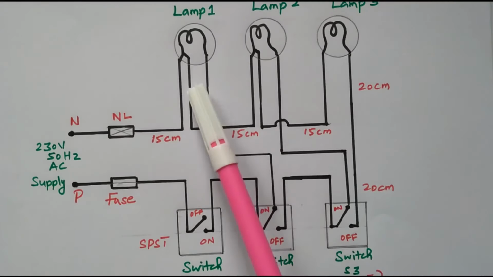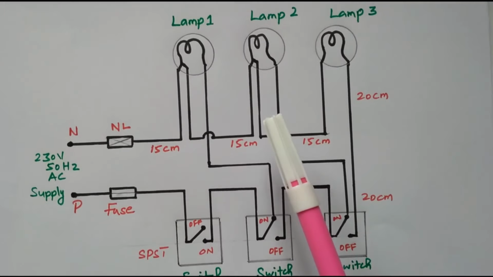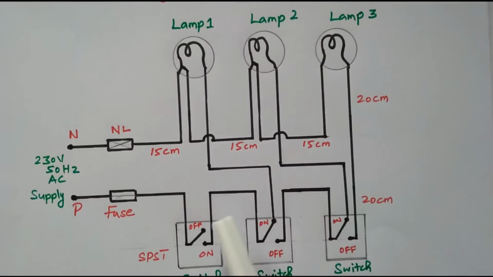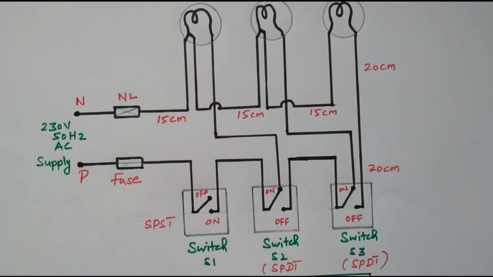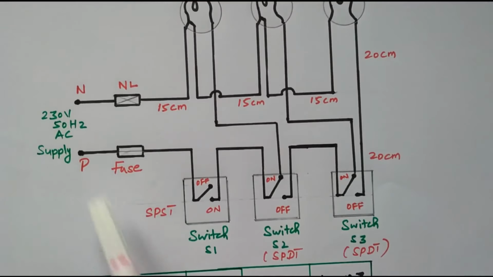So the 3 lamps are available: lamp 1, lamp 2 and lamp 3. These 3 different lamps are controlled by 3 different switches, S1, S2, S3. Here the supply is available. Supply is given.